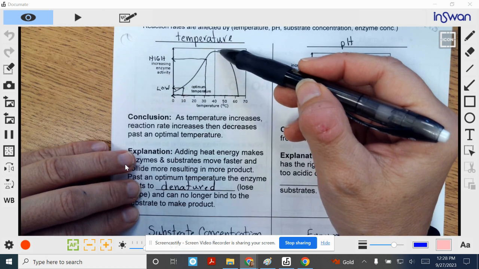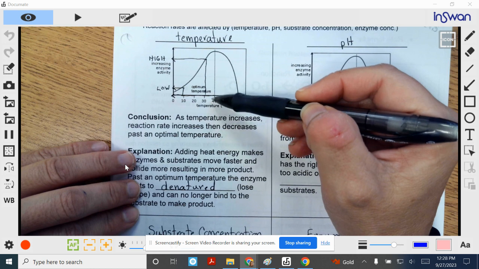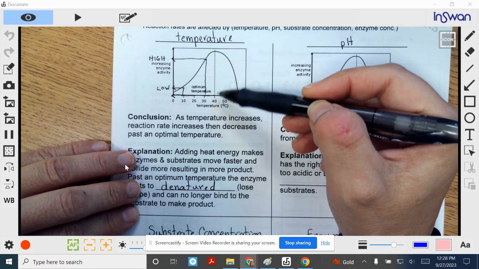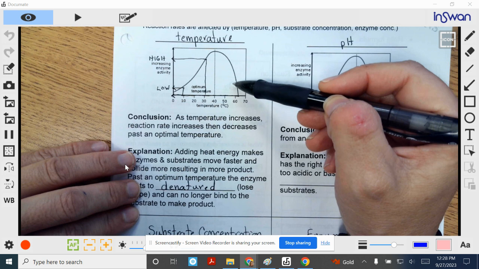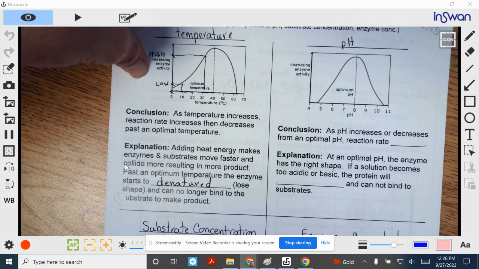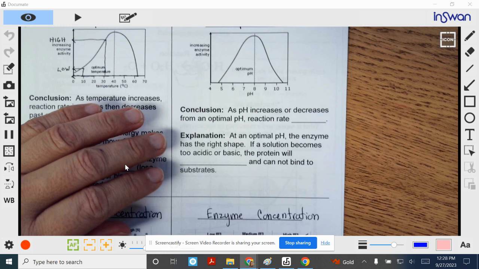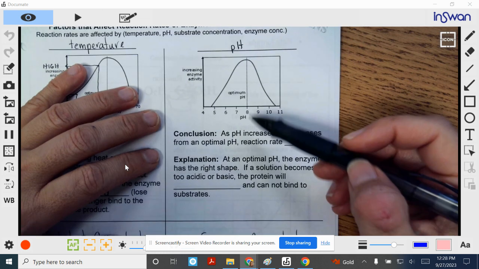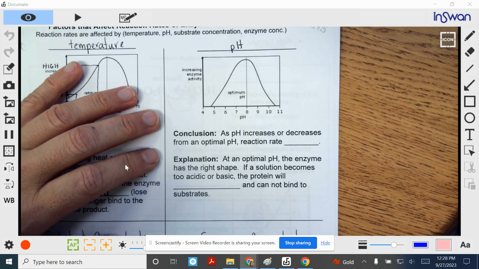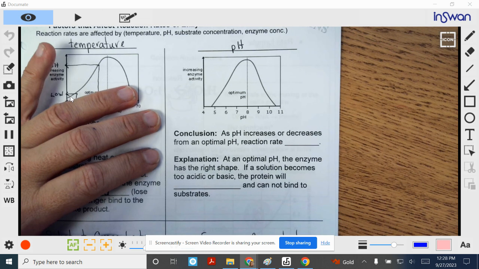So this enzyme in this graph works the best. It has the right shape to catalyze the reaction at 40 degrees. If you go much higher, you're going to see that our reaction rate's going to drop because those enzymes exposed to those temperatures are going to have a change in shape. Notice that this pH graph is also really similar in shape to the temperature graph. But it's not due to molecules being slow and then speeding up and colliding more.